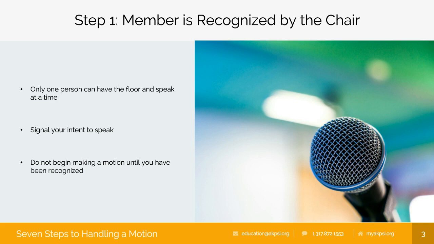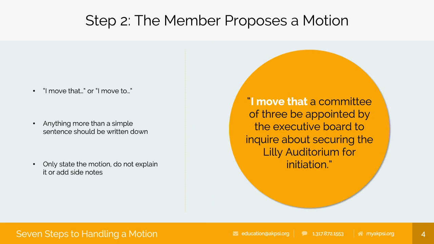If you want to have the floor, you can signal your intent to speak using any acceptable protocol as determined by your chapter, such as raising your hand or standing up and saying, "Brother President." Until you are fully recognized by the chair of the meeting, you should not begin making your motion. Once you have been recognized by the chair, you are able to make a motion.